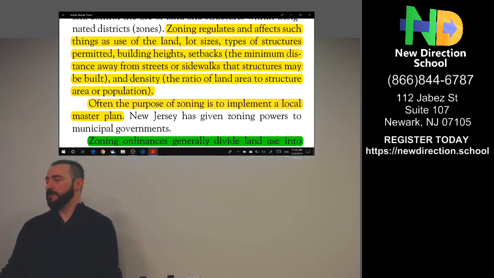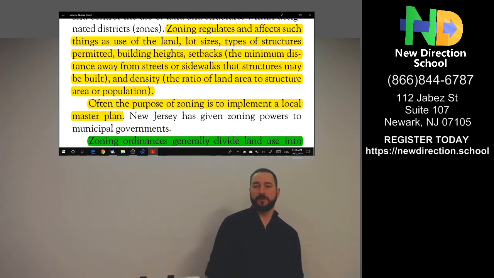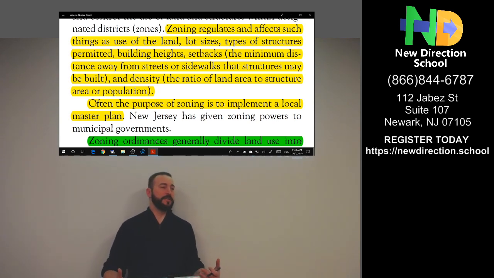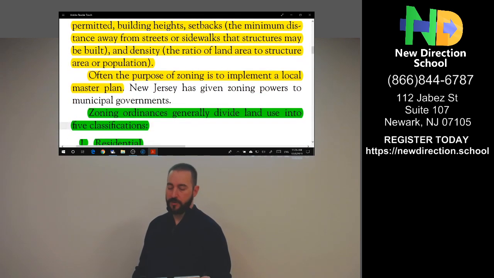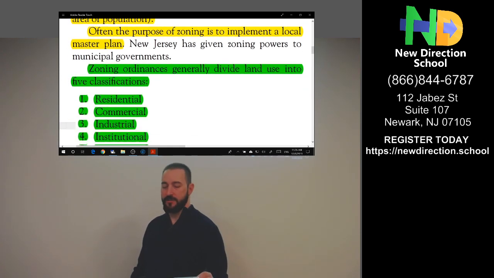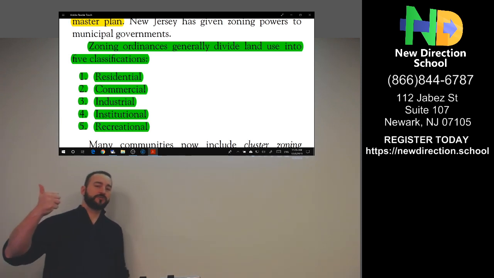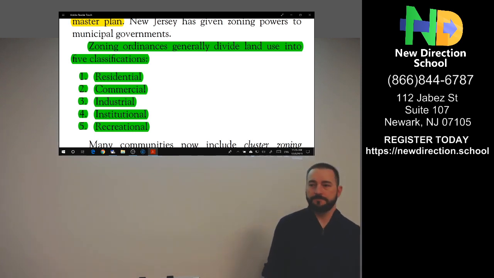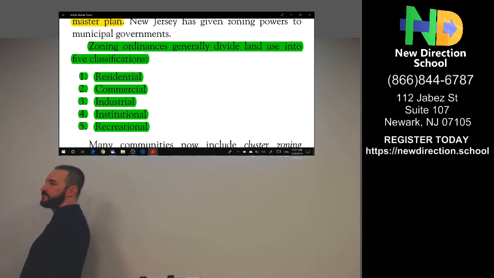So today, an area is zoned for residential, tomorrow it could be commercial. Today it's industrial, tomorrow it could be residential. It is all determined based on the town needs and how they're moving and flowing towards the next years, right? In fact, zoning ordinances generally divide land use into 5 classifications, and you need to know these 5. Residential, commercial, industrial, institutional, and recreational. Zoning ordinances generally divide land use into 5 classifications.